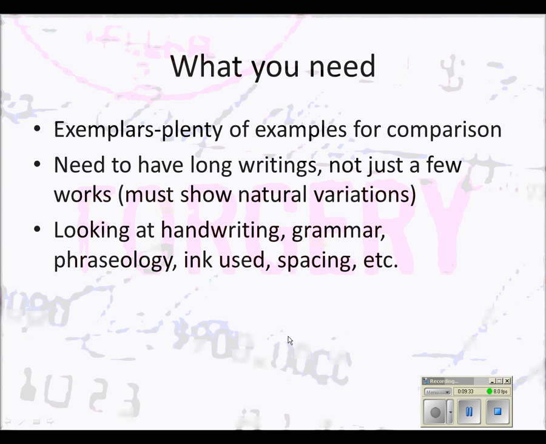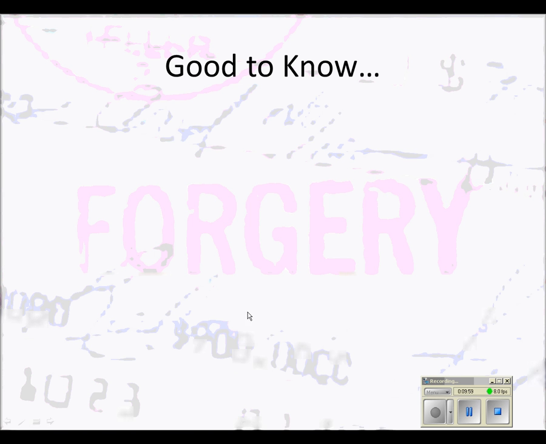So in order to make any kind of comparison, you need lots of exemplars, which are examples, and they need to be long, not just a few words, because you have to show the natural variations of the writer. Because as they keep writing, you're going to see some alteration, but it's going to be consistent. And then you're going to look at, of course, the handwriting and grammar, phraseology, the ink they use, and the word spacing to look at those relative features.